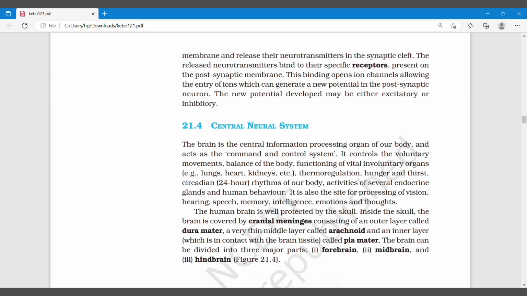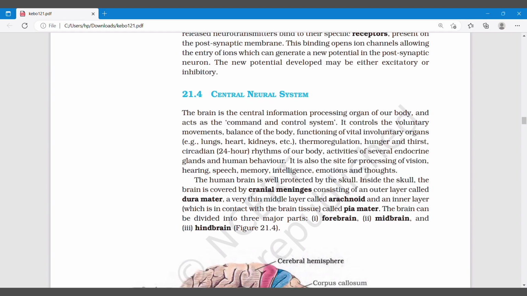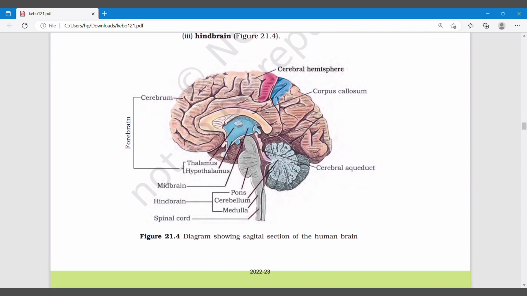Inside the skull, the brain is covered by the cranial meninges, consisting of an outer layer called dura mater, a very thin middle layer called arachnoid, and an inner layer which is in contact with the brain tissue called pia mater. The brain can be divided into three major parts, that is forebrain, midbrain, and the hindbrain. That is given in this diagram that's showing a sagittal section of the human brain.